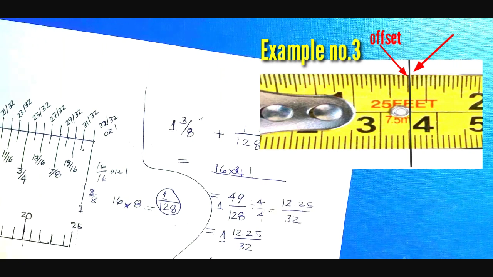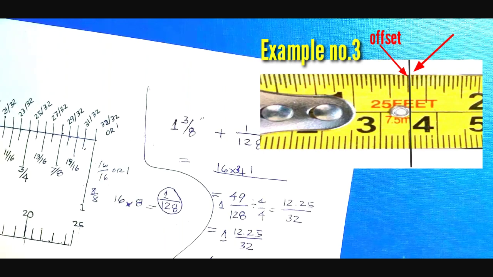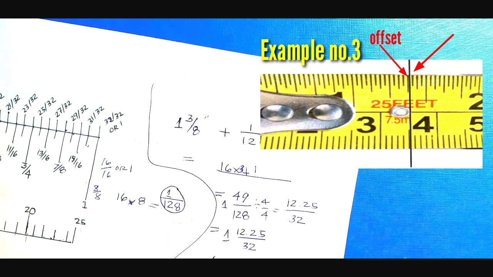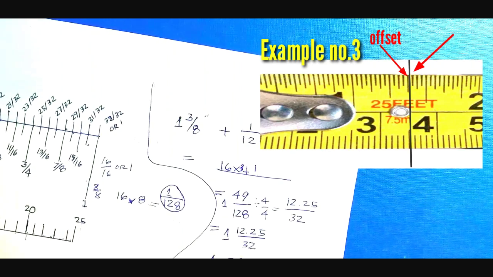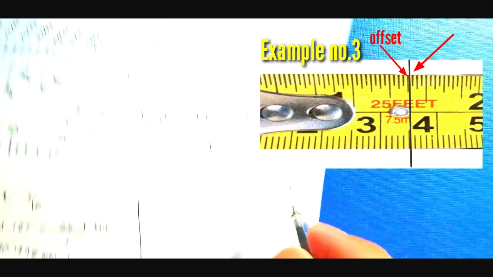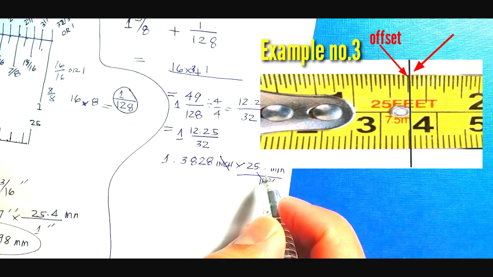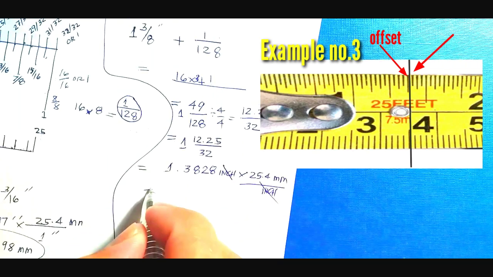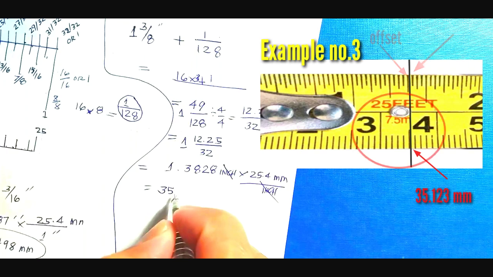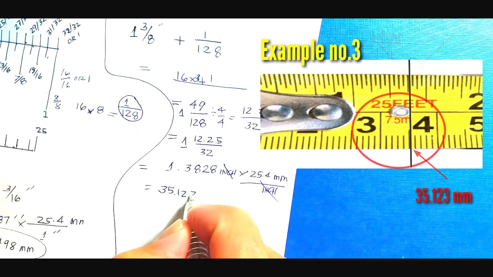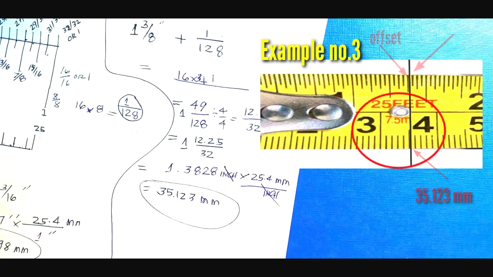We convert it into millimeter. So 25.4 mm per inch. So 1.3828 inches times 25.4, the inch units cancel, and the answer is 35 mm. And the answer is right.